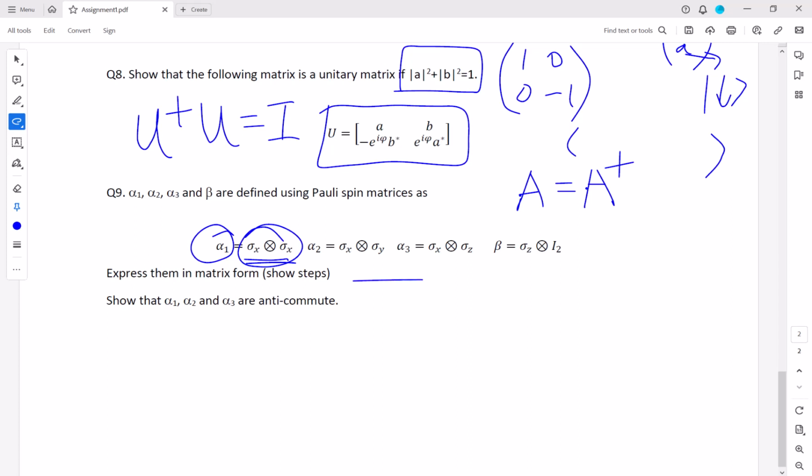Express in matrix form, show that they anti-commute. Just follow the definition. So for this one, it means the identity matrix of the second qubit. Yes, so let me extend it to 5.